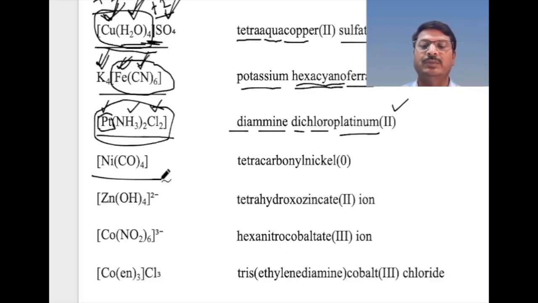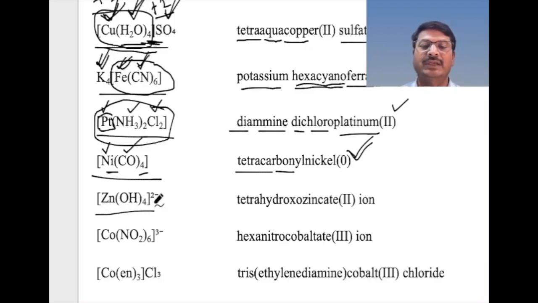Come to one more example. Ni(CO)4. Nickel is the central metal and carbon monoxide is the ligand. Total 4 are there. Tetracarbonyl. The carbon monoxide will be written as carbonyl. So tetracarbonylnickel. The central metal is nickel. The oxidation state of the nickel here is 0. So that also you have to indicate. So tetracarbonylnickel(0).